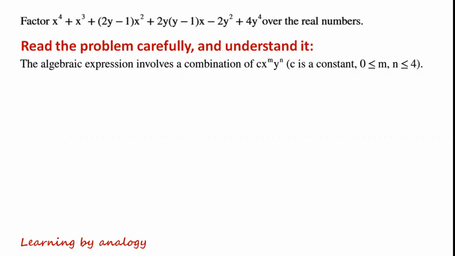The algebraic expression involves a combination of d x to the power of m, y to the power of n. d is a constant. 0 is less than or equal to m, n is less than or equal to 4.